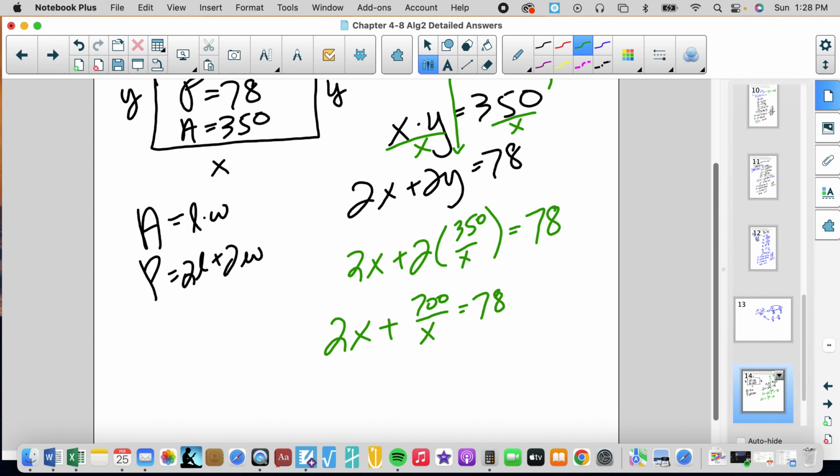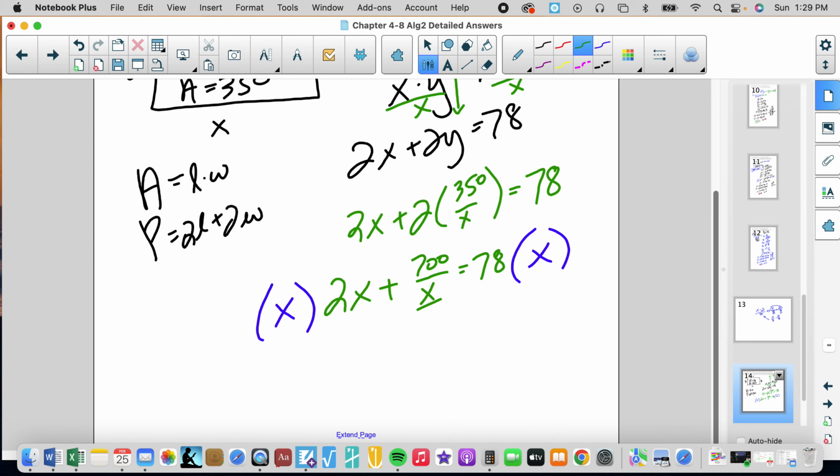Now we can't have the x's. So much like the other problem, I'm going to multiply everything by x, because that's going to get rid of the x in the denominator. And that's a problem. I don't like that there. So that gives me 2x squared plus 700. So I'm distributing to each one equals 78x.